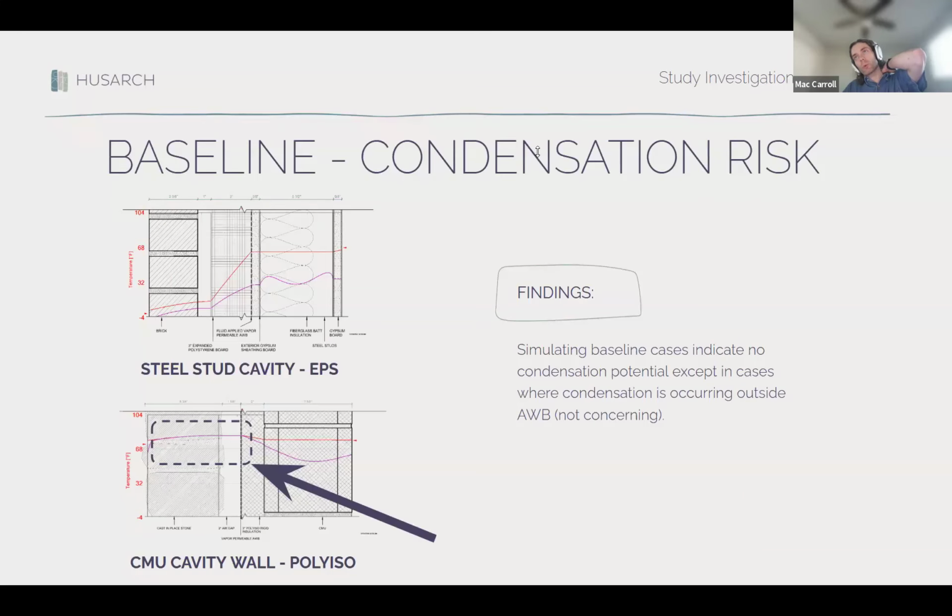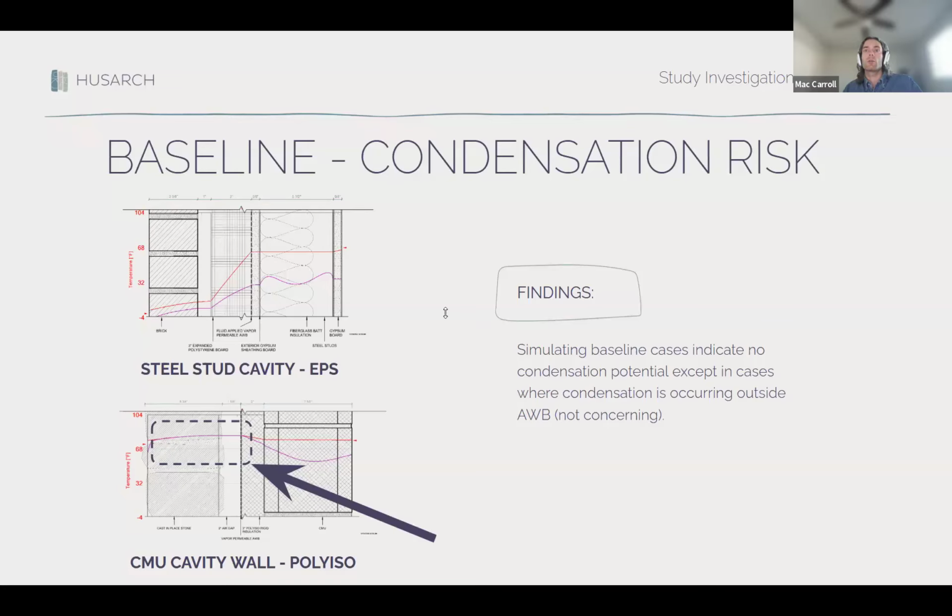What we found after going through this was that after running our baseline conditions, we actually weren't running into any issues, which is great because, as I have mentioned, these are projects we had worked on, and if we were finding condensation was an issue, that would be concerning.